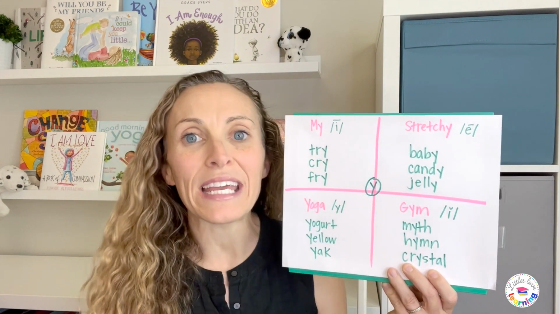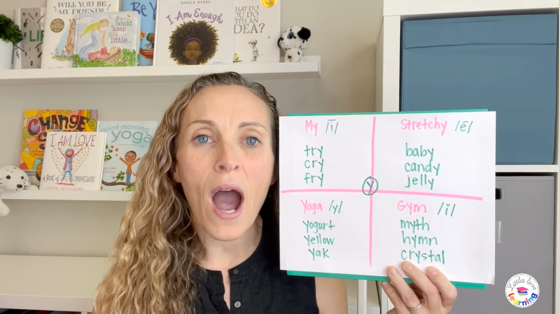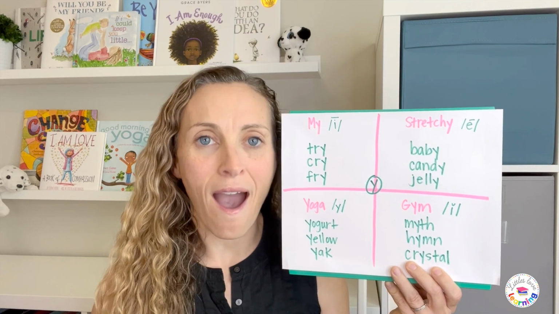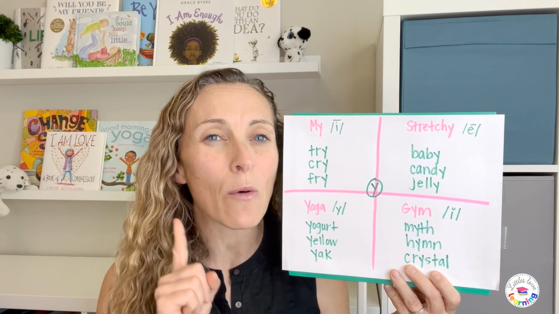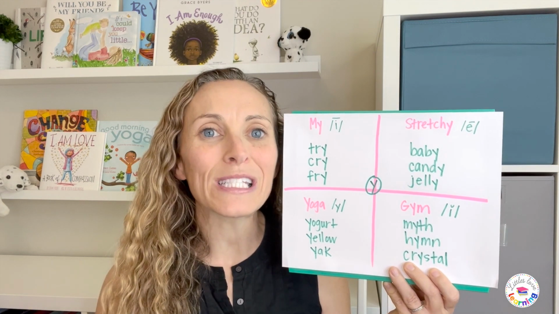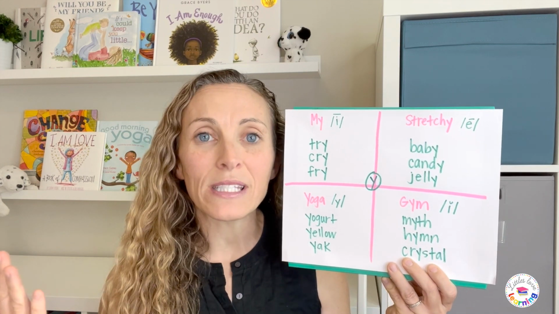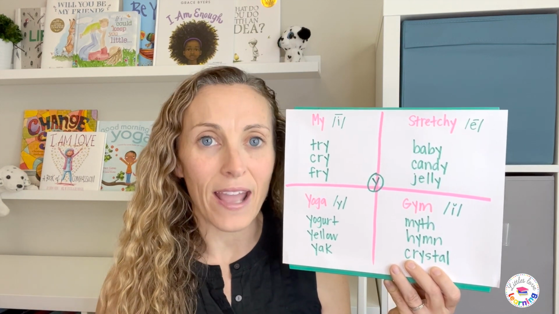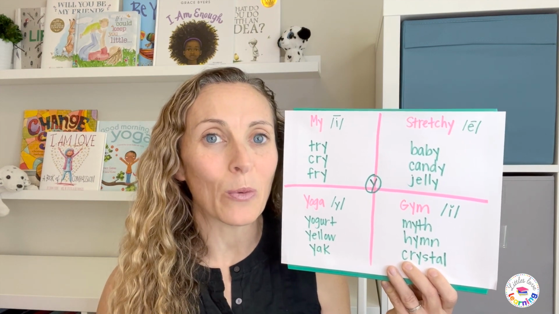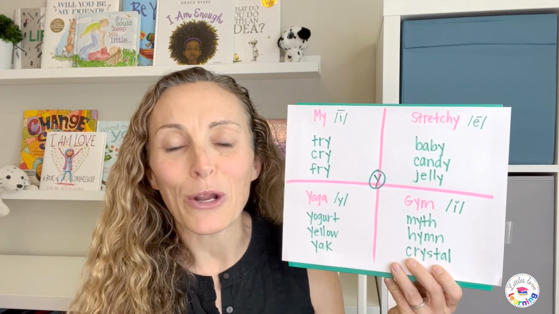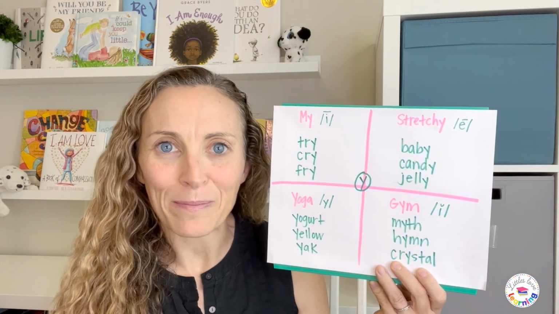So the first word is my. My, spelled M-Y, has Y representing the long I sound. So in a 1-syllable word that ends with the long vowel I sound, we are going to spell it with the letter Y. One of the reasons is because we don't have any words in English that end with the letter I. So if your child hears the long I sound at the end of a 1-syllable word, it's going to be spelled with the letter Y, such as try, cry, and fry.